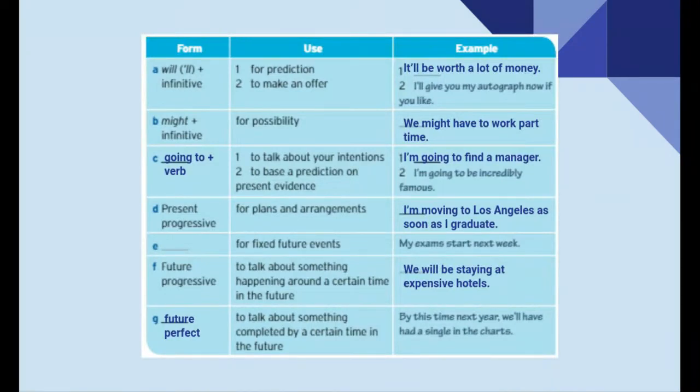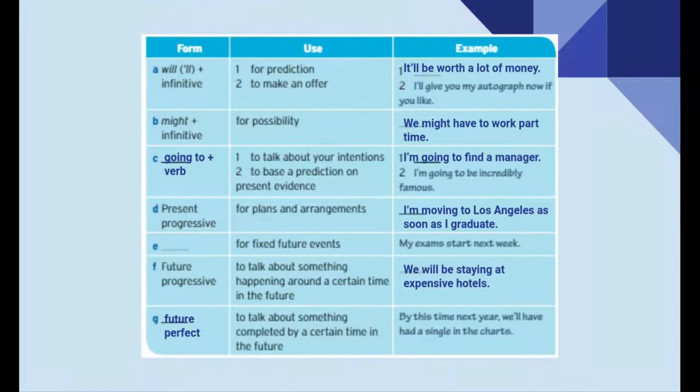So we have different options of what we can use. So for example, we can use will and a verb to talk about our predictions or even make offers, right? Some examples can be, it will be worth a lot of money. I will give you my autograph now if you like. Now, if we are not so sure about something in the future and it is just a possibility, we can use might and the verb. For example, we might have to work part time, right? It's a possibility, but we're not really sure about this.